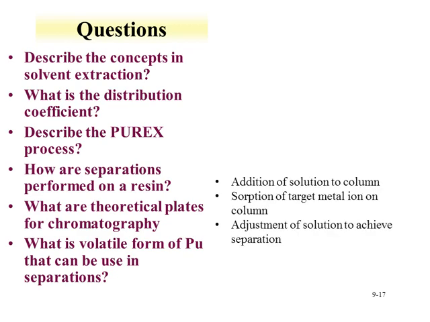For separations being performed on a resin, one would have an addition of a solution to a column. The metal ion of interest would have a large sorption to the column. The solution can continually be passed through. Those metal ions that do not sorb to the column are then separated. They go out with the solution phase. And then you can adjust your solution phase to remove the metal ion from the column.